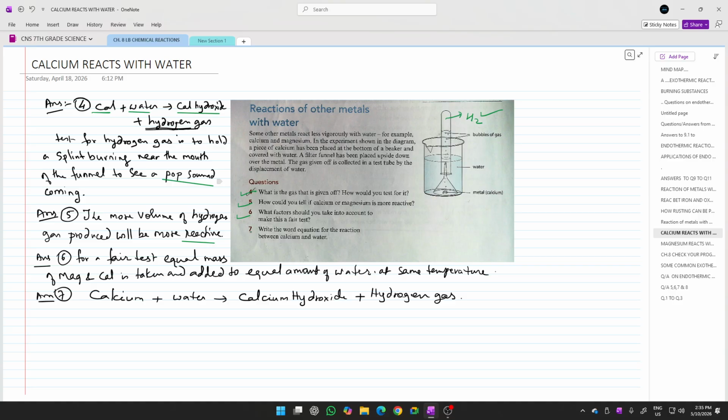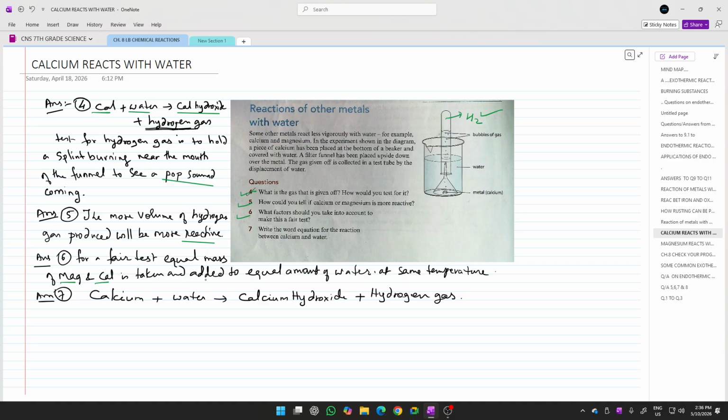For this test to be fair, the answer is that you will take equal amounts of magnesium and calcium. You have to check which one is more reactive, calcium or magnesium, so the amount of both the metals taken should be the same. You cannot think of taking more magnesium than calcium or more calcium than magnesium. Both metals should be taken in the same quantity.